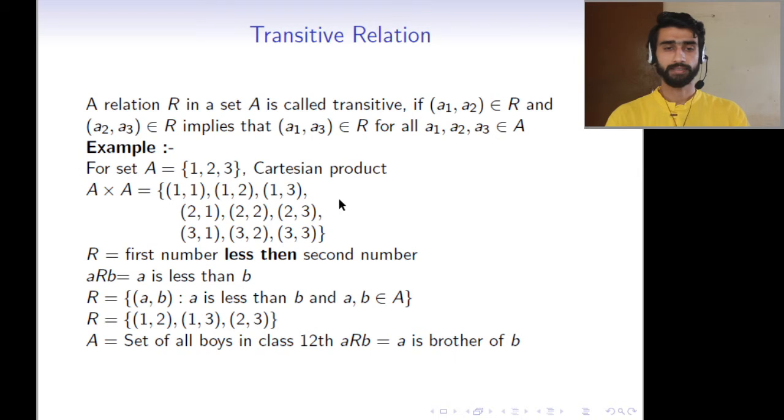Now let's go to an example. The example again I am taking is A equals 1, 2, 3 and A cross A, the Cartesian product, again same. I hope the technical error is removed and the video is clear to you. So I am continuing with you.